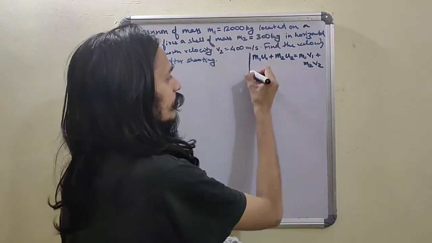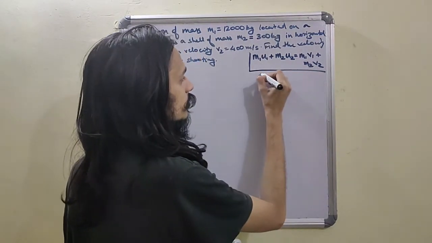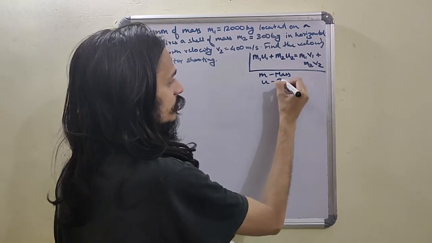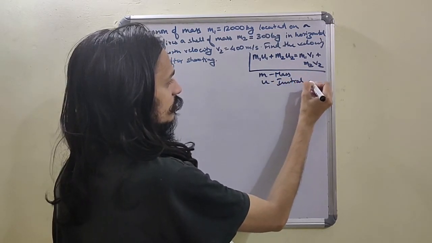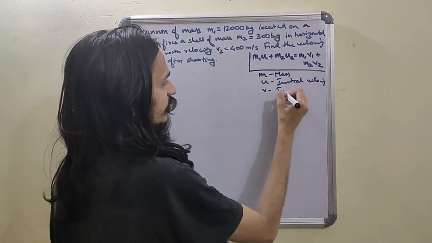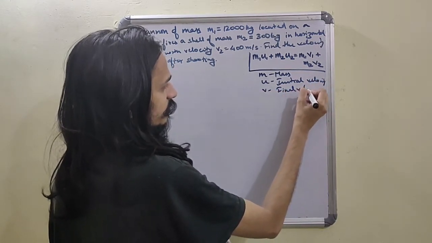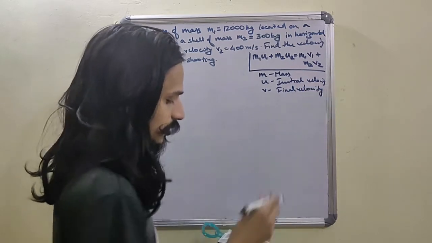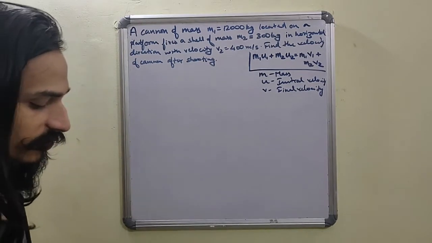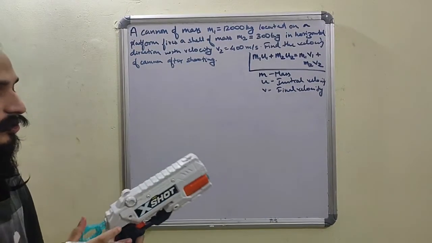Okay, so I just write that down also. m is mass, u is initial velocity or speed, and v is final velocity or speed, same thing. Okay, now we need to figure out what are all these things, but before that, let's try to figure out how this gun works, right?